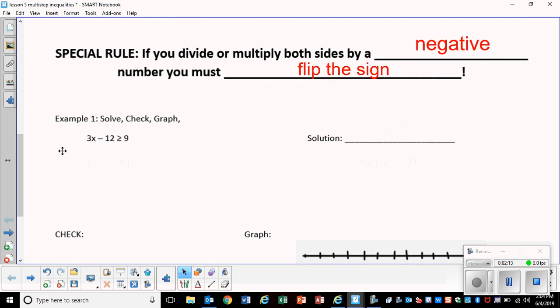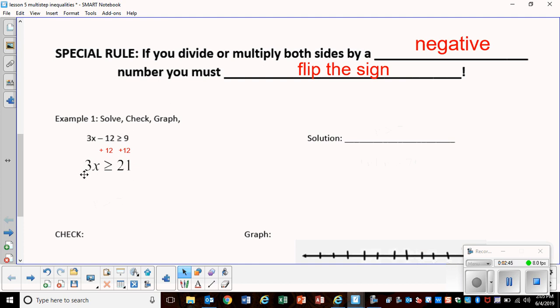Okay? So we've got to get x by itself. This is just 2 steps, so it's not even a multi-step yet. We're just getting into the inequality groove a little bit. And we're going to go ahead and get x by itself. So the very first thing, we're going to undo this by getting rid of this minus 12, the subtraction. So to undo that, we're going to add 12 to both sides. That way, these cancel out, and I'll just get 3x by itself on that side. So I get 3x is greater than or equal to 21.